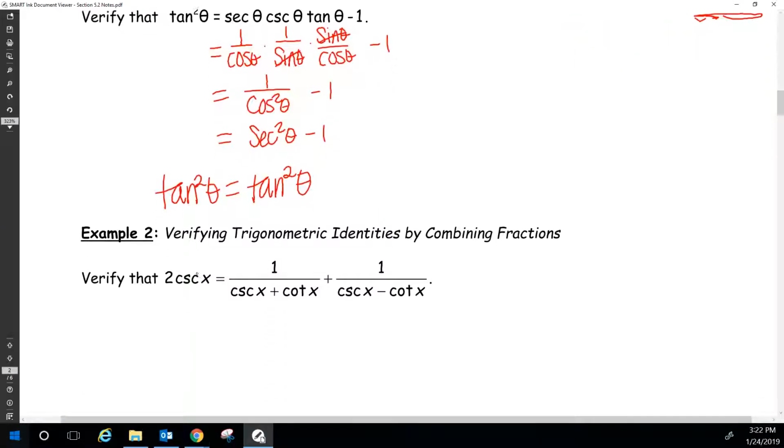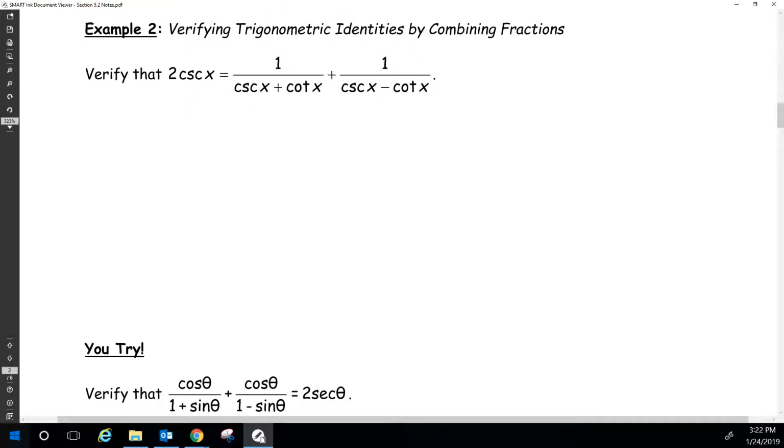Right, section 5.2, moving on to example number 2. In example number 2, I've got two fractions on the right-hand side, so I'm going to start there. And if I have two fractions, I'm going to start by combining them. In other words, in this case, I'm adding them. In order to add fractions, I need a common denominator.